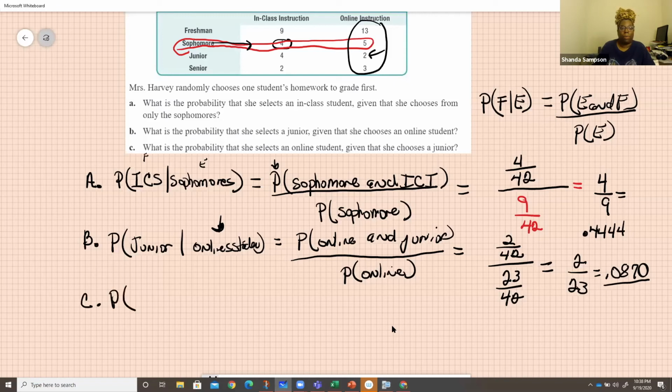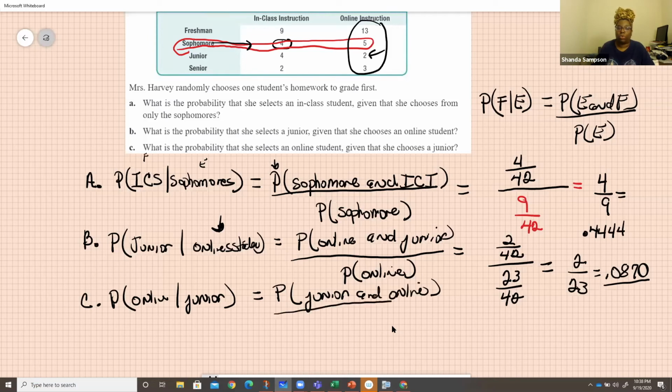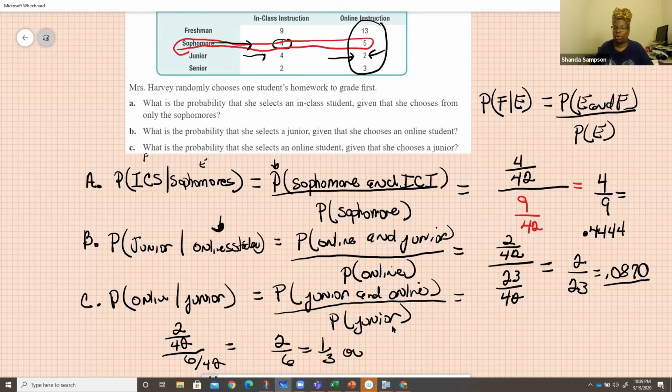Lastly, they want to know the probability that she selects an online student given that she chooses a junior. Again, I'm going to do my same formula: the probability that she's a junior and an online student, all over the probability that she's a junior. Junior and an online student is 2 out of 42, all over the probability of being a junior, which is 6 out of 42. See that right here? That's all the juniors straight across. So that probability is 2/6, or equal to 1/3, or you can write 0.3333 for your answer. And that's conditional probability.